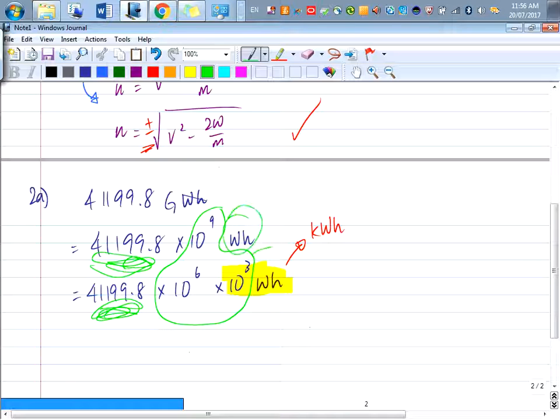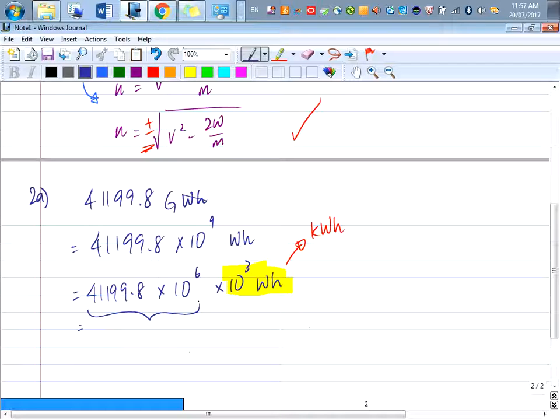Then watt hour here is the same. So what I need to do and what you need to do is to represent 10 power 9 in terms of 10 power 6 and 10 power 3. 10 power 3 is required because we want kilowatt hours. Then we can continue and express this portion in standard form, yeah, standard form. So 41199.8 times 10 power 6 in standard form.